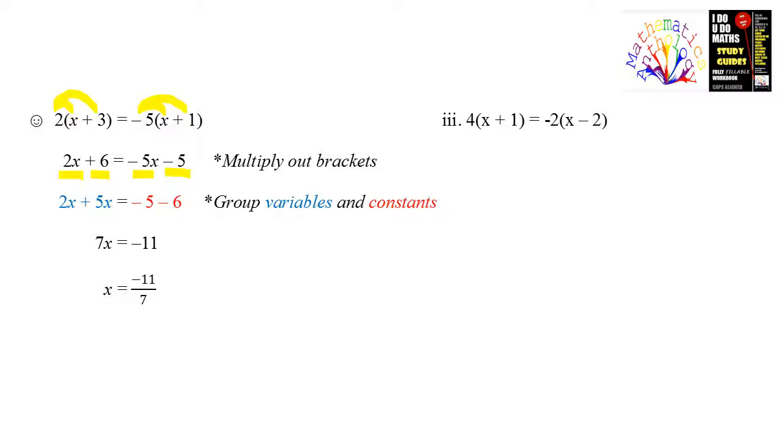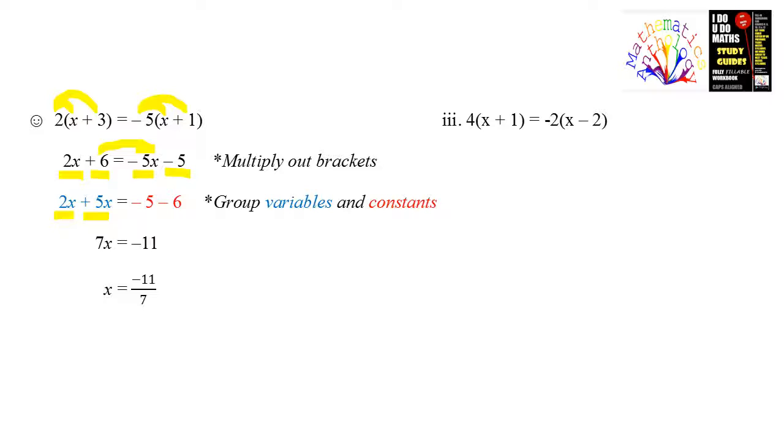So here I have 4 terms in this line: 2x, positive 6, negative 5x, and negative 5. So of my 4 terms, I can see that 2 terms are my variable terms or my x terms, and the other 2 terms are my constant terms. So I will take my variables onto the left-hand side. I have 2x here already, so that stays the same. I have negative 5x here, which I need to take over. When I take negative 5x over, that becomes positive 5x.